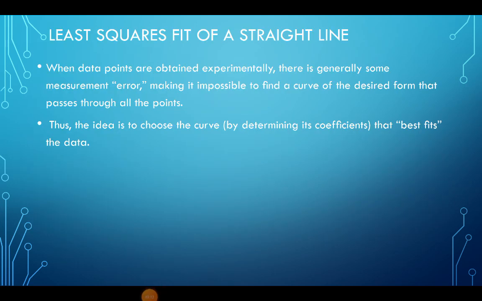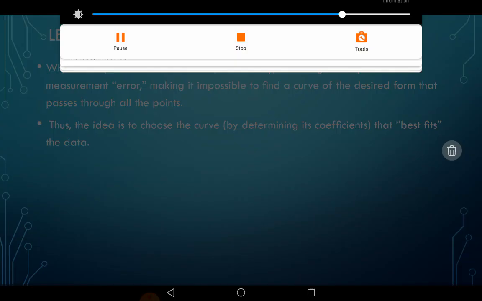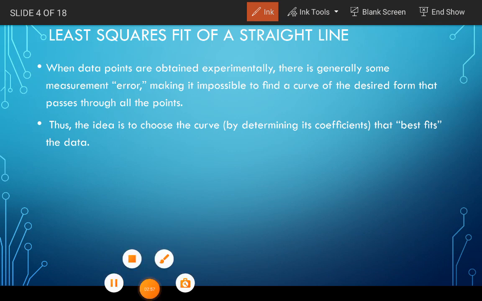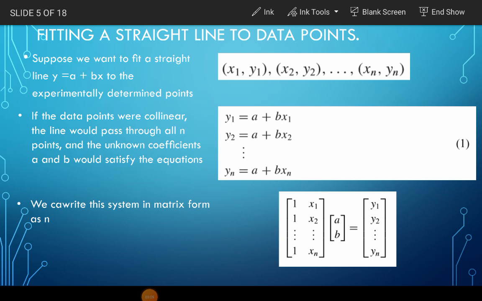Least square fit of a straight line. So when we have a set of data points, there is generally some measurement error that makes it impossible to find a curve of the desired form that passes through all the points. Thus, the idea is to choose the curve by determining its coefficients that best fit the data. So we have to find coefficients that best fit the data. Okay, best fit. This is fitting a straight line to data points.